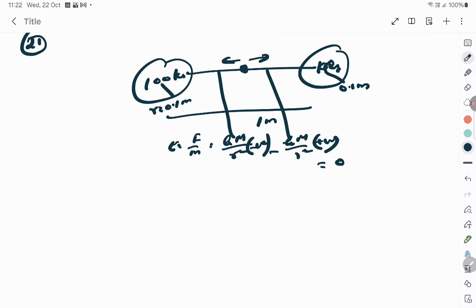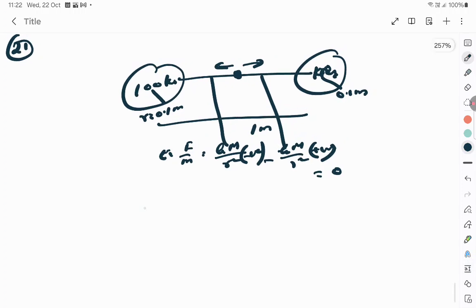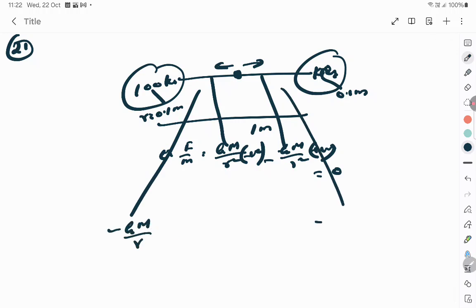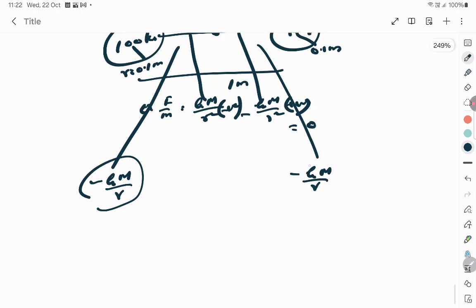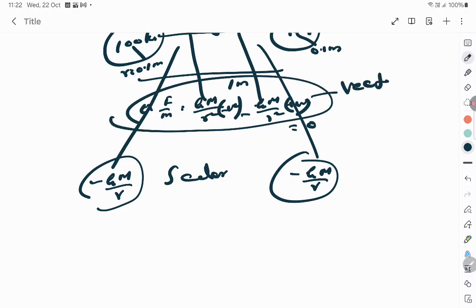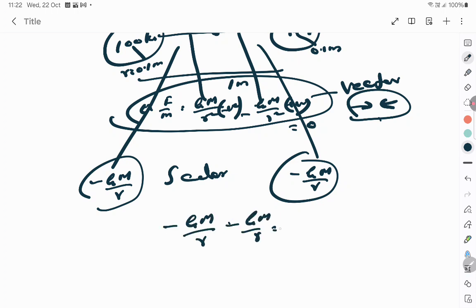Then they're asking for the potential at the midpoint. The potential formula is minus G capital M by small r for this, and minus G capital M by small r for this, and both the potentials have to be added because potential is a scalar, whereas gravitational field is a vector. In vectors, if you see opposite directions, you need to subtract, but this is a scalar. You just simply add minus Gm by r minus Gm by r, which will be minus 2Gm by r. If you know the respective values, just substitute and get the answer.